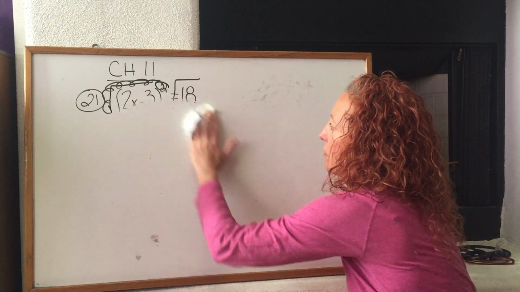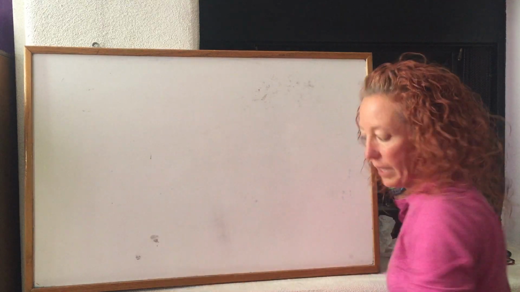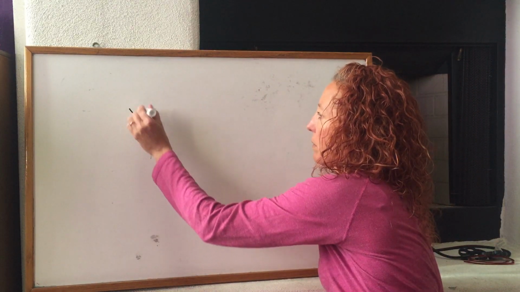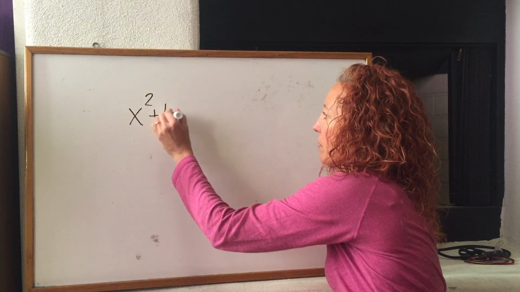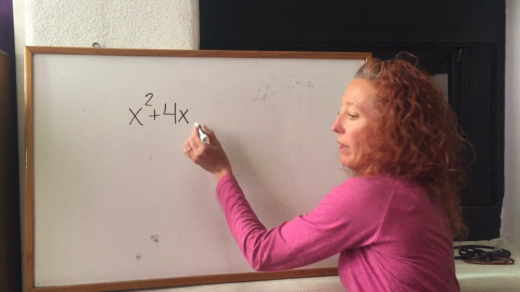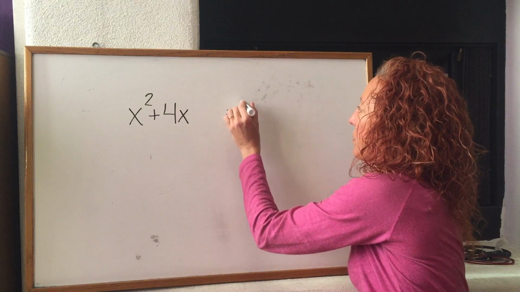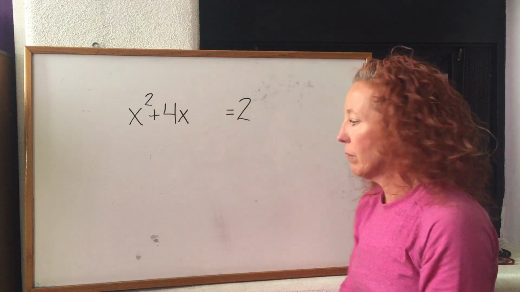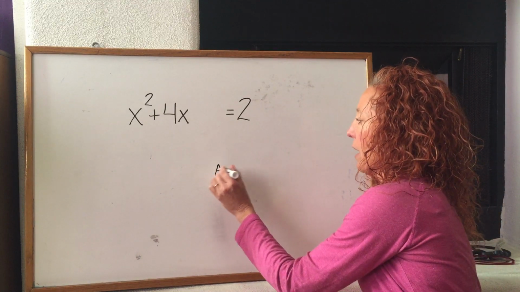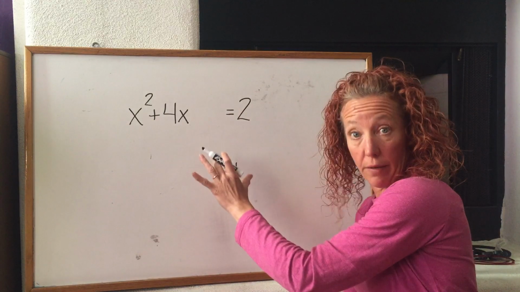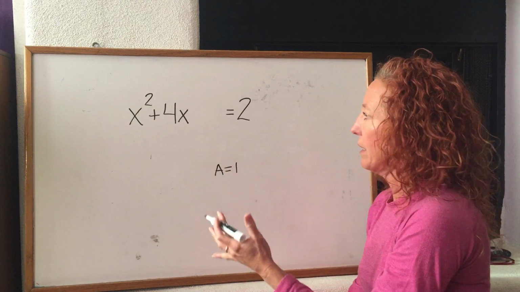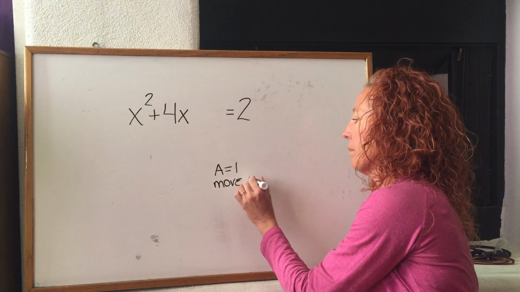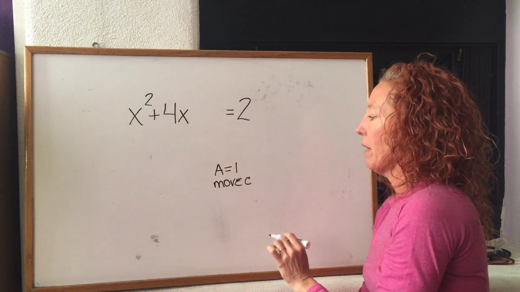Question 22 talks about completing the square, which has its own kind of crazy set of rules. X squared plus 4x, I'm going to leave a little space right here, equals 2. Remember, if you go back to the video, I wrote out the notes. We need to make sure a is equal to 1. It will be on the test because I want to give you kind of the least complicated one. And then we need to move the c. And c is already moved. It's already on the right side.